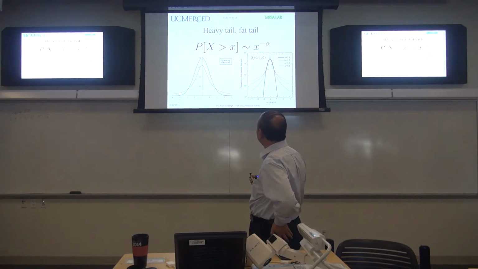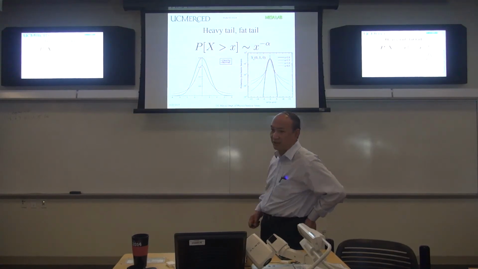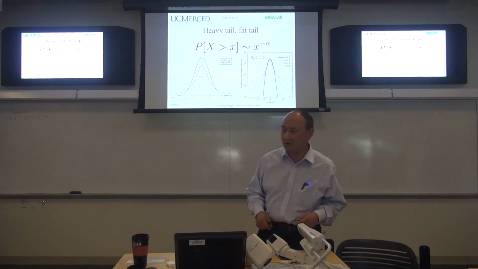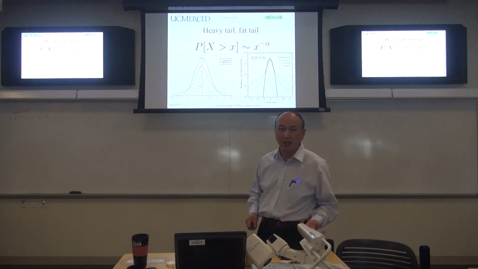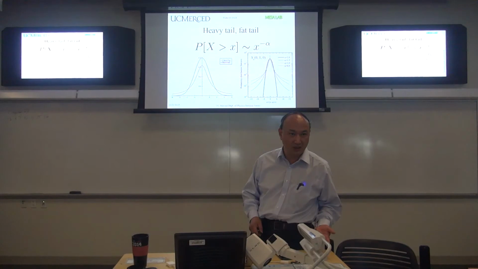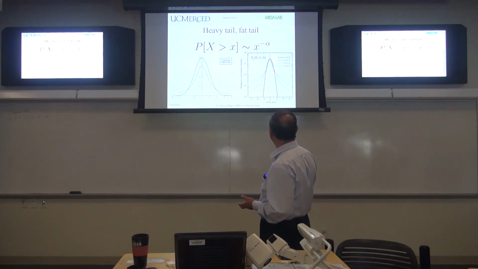This blue one is a Gaussian distribution, which is exponentially decaying. If something is beyond 3 sigma, you say it's very rare. But the red one is called Cauchy or some other. You can see the tail is much thicker than the blue, so it's also called a heavy-tailed distribution. If you do a log-log plot, you will see it much more easily. This is a Gaussian distribution, and this is a power-law decay.